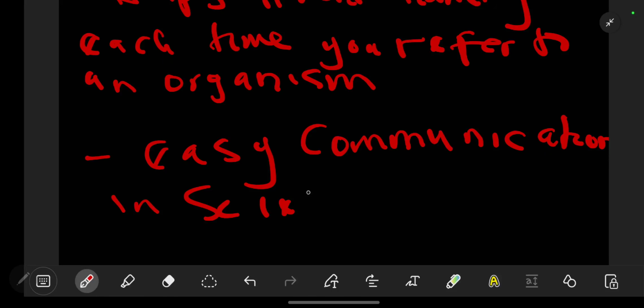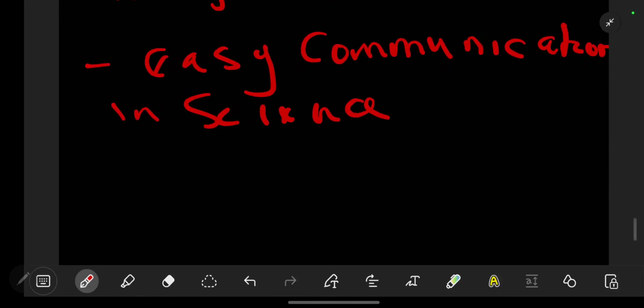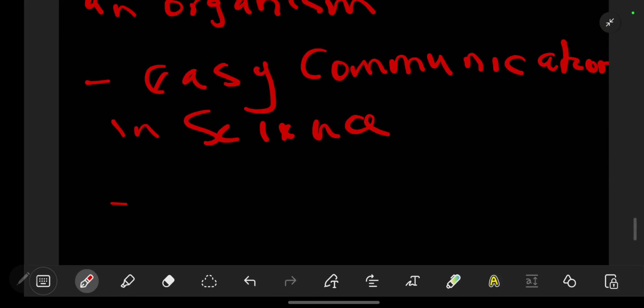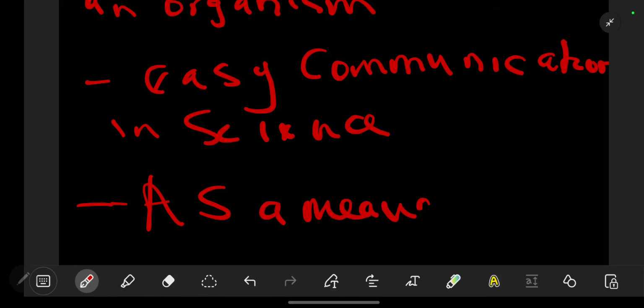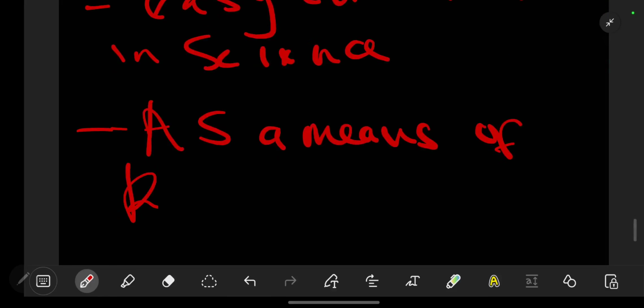Just imagine if for each and every animal that we are referring to, we are always going to be describing the organism. It will be very difficult. It is also important because it is used as a means of reference.